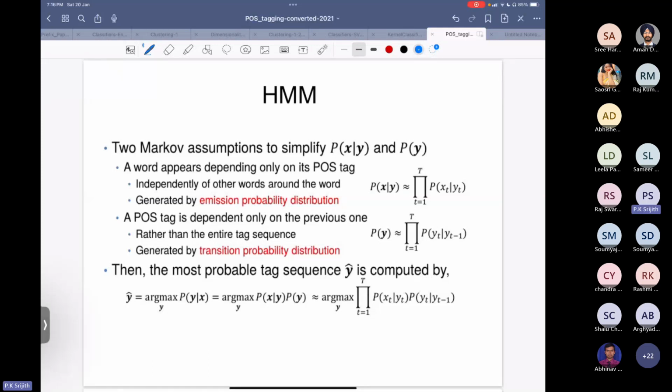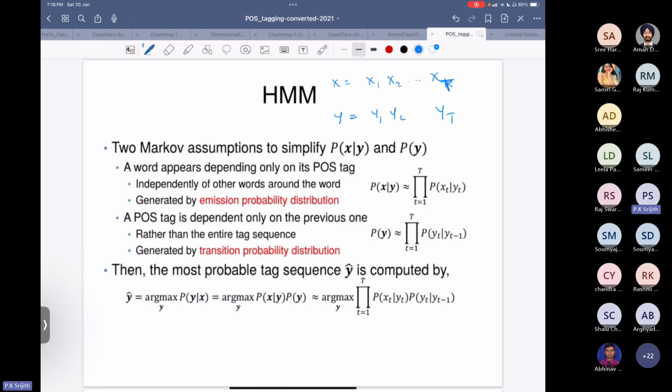So to just summarize, our x in this case is basically some sequence of words, right? x1, x2, up to some xt. I'm using this t notation here, and y is the sequence of part of speech tags corresponding to each of these words, right? So it's going to be y1, y2, up to some yt.